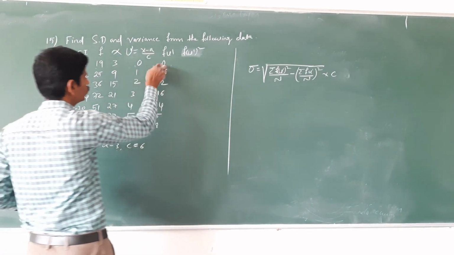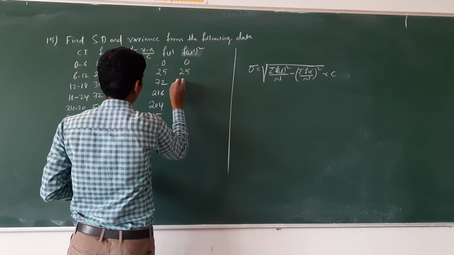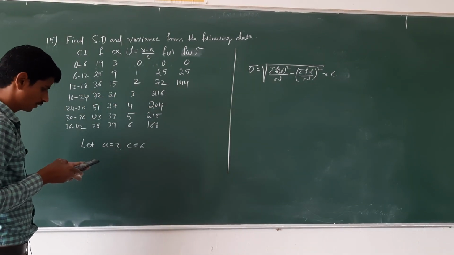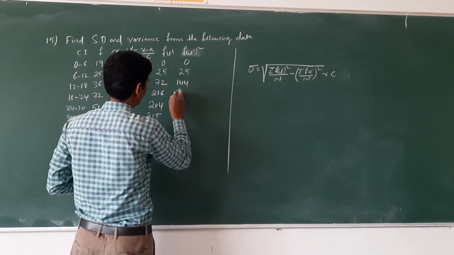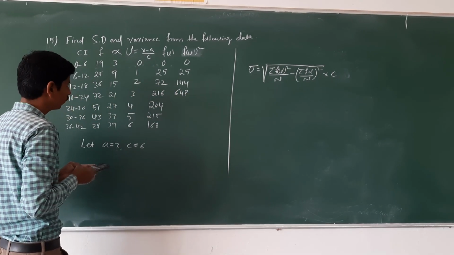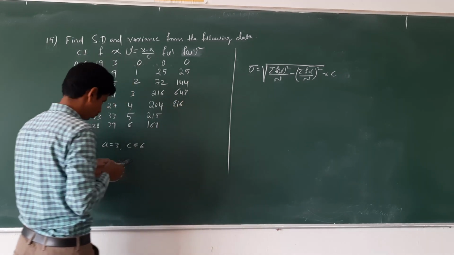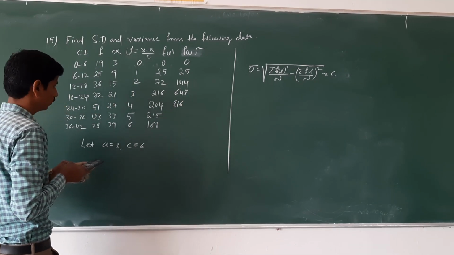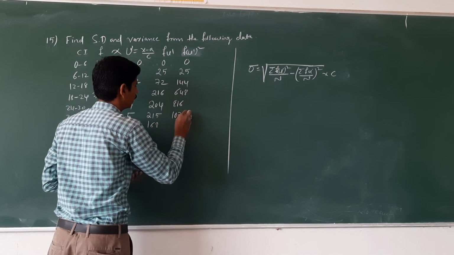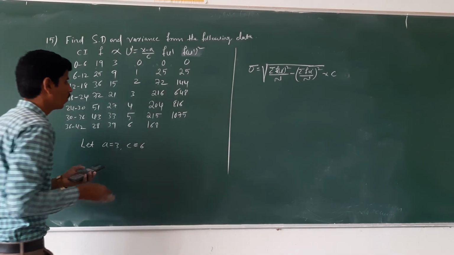Here 0 into 0 is 0. 25 into 1 is 25. 72 into 2 is 144. 216 into 3 is 648. The next, 204 into 4 is 816. The next, 215 into 5, then we will get 1075. The next, 168 into 6 is 1008.